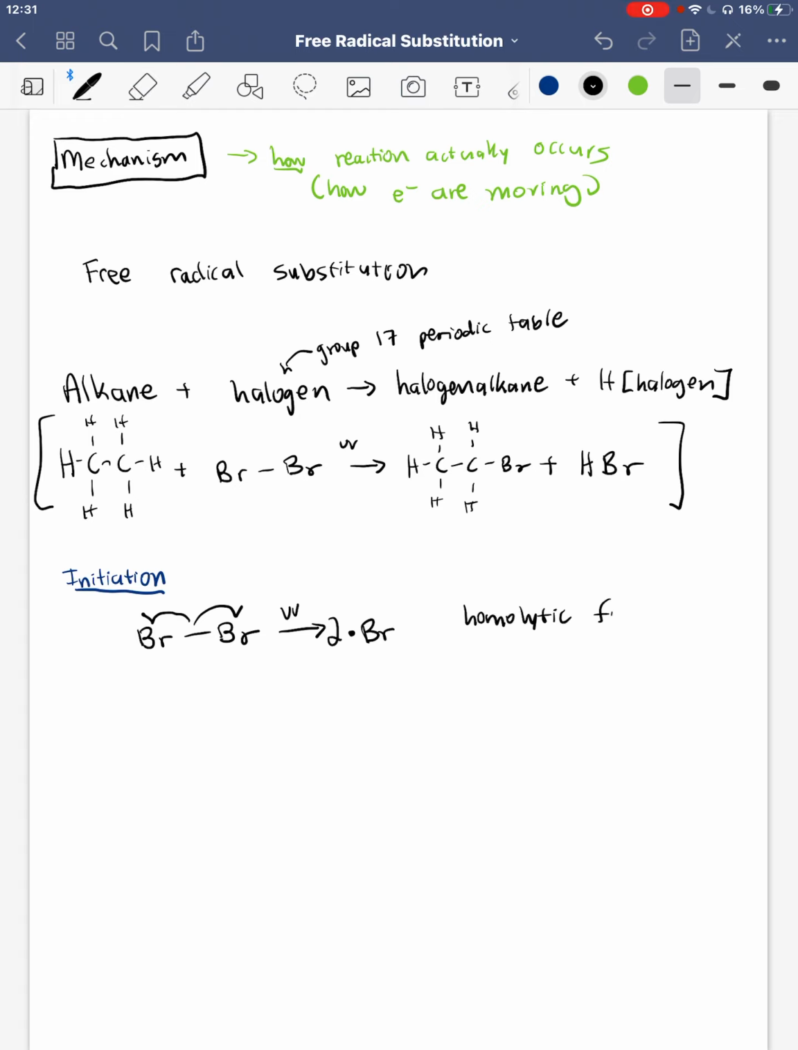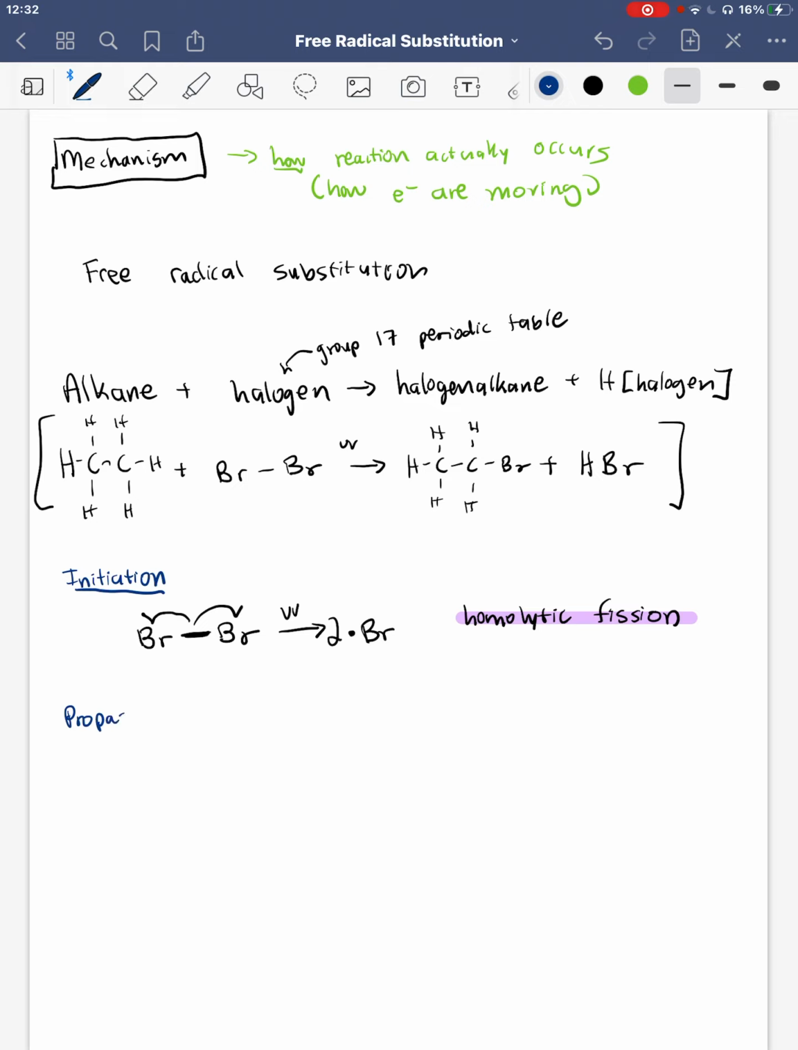This is called homolytic fission because each atom took one electron within this bond. The bond had two electrons. The bond split up. One electron from the bond went to each atom. You are responsible for the word homolytic fission. Homolytic fission means we break up a bond and one electron goes to one atom, one electron goes to the other atom. All right, so initiation, we end up with two bromine free radicals.